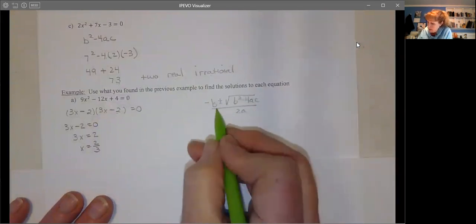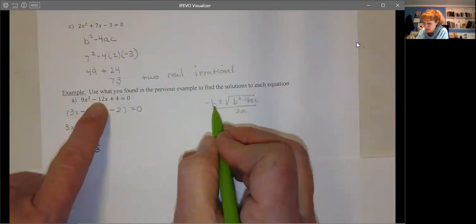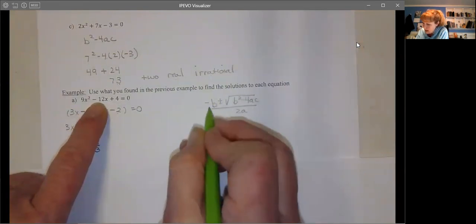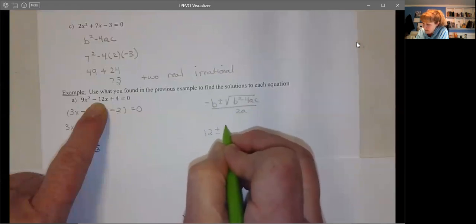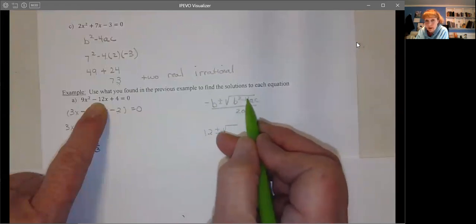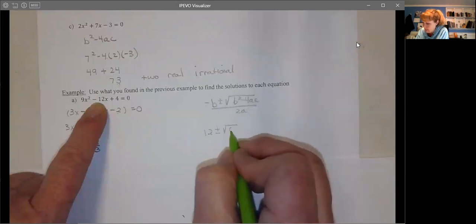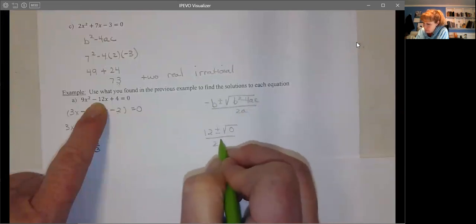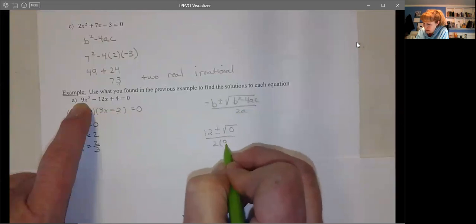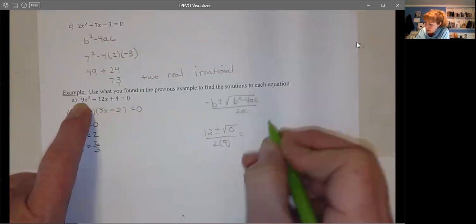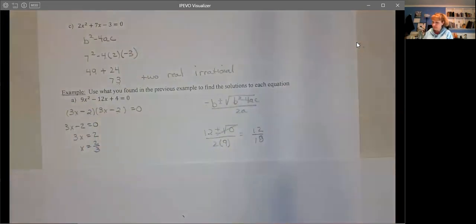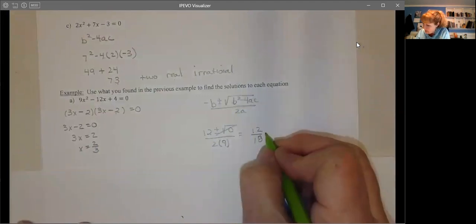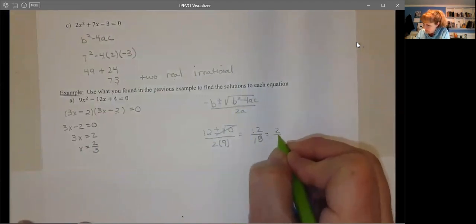We have minus b, the opposite of b. B is negative 12, so we have the opposite of b, a positive 12, plus or minus the square root of the discriminant, which we found to be 0, over 2 times a, which is 9. So 12 over 18, because that's gone, which can reduce. 6 goes into both of them, 2 and 3.